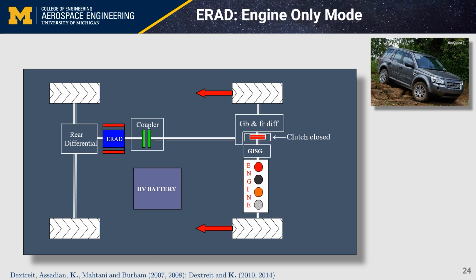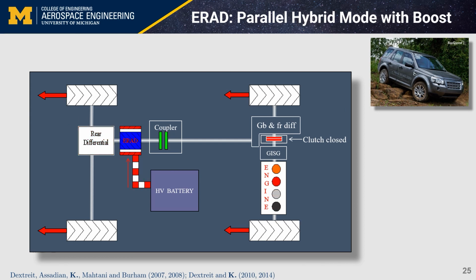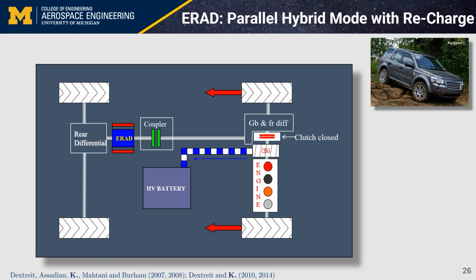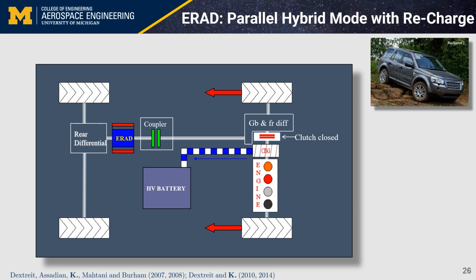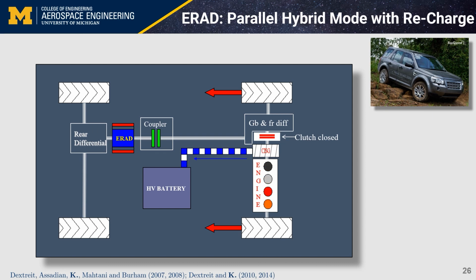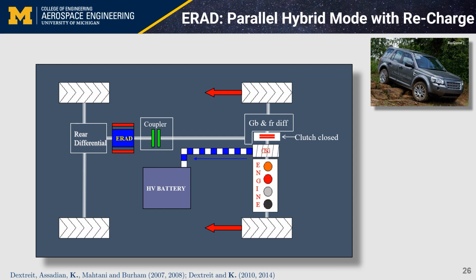Now, here's an opportunity to run this vehicle in engine only mode, so the engine is creating traction. This is a parallel hybrid mode with boost. And so here, both the engine and the rear motor are running together. This is probably something that you could use for maximum acceleration. And then this is a parallel hybrid mode with recharge, where you run the engine not only to apply power to the wheels, but also to charge the high voltage battery. So it gives you some idea that this is a fairly flexible system, and it's a nice playground.